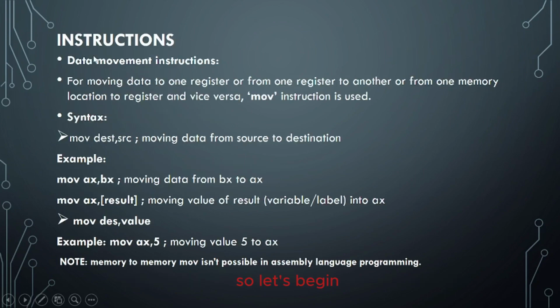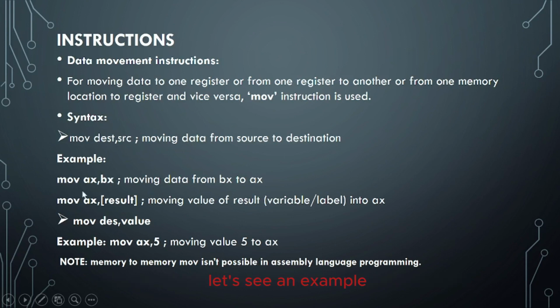So let's begin. Firstly, we will see some instructions and we will use them in the program. What are data movement instructions? Instructions that are used to move data from one place to another. So for moving data to one register or from one register to another or from one memory location to a register and vice versa, move instruction is used. The instruction we are going to use is move. Let's see its syntax. Syntax is move destination, comma source. That is moving data from source to destination.